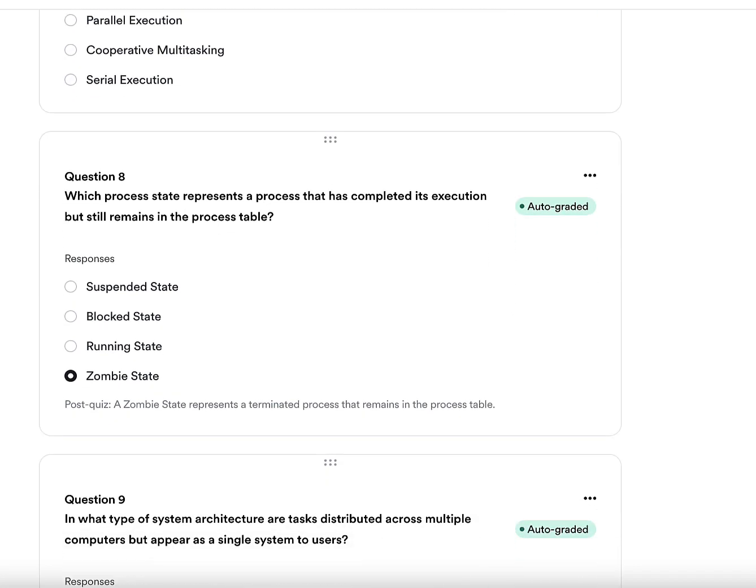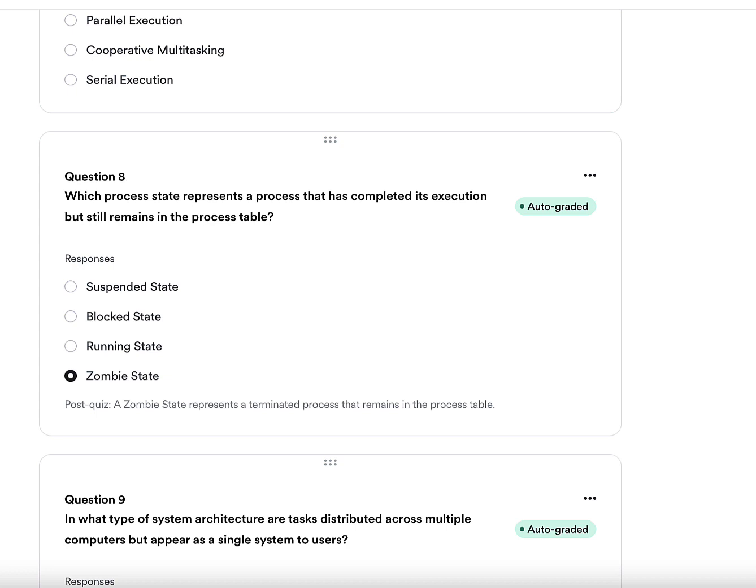Question 8. Which process state represents a process that has completed its execution but still remains in the process table? Okay, so now it's still a human, but it's not. What would that be? A, a suspended state. B, a block state. C, a running state. Or D, a zombie state. You're correct. It is D.